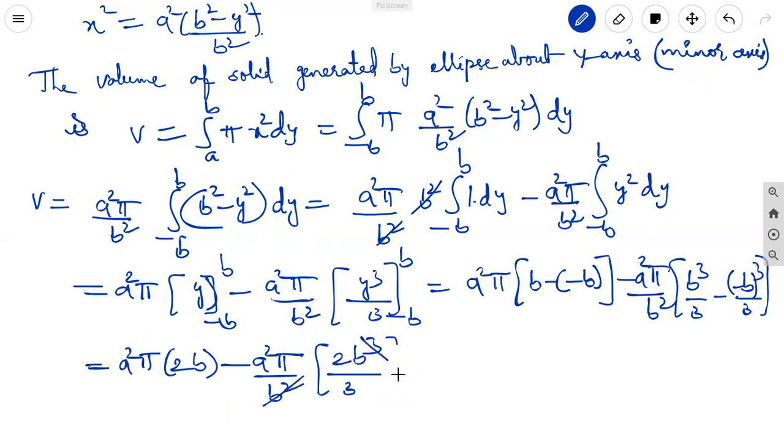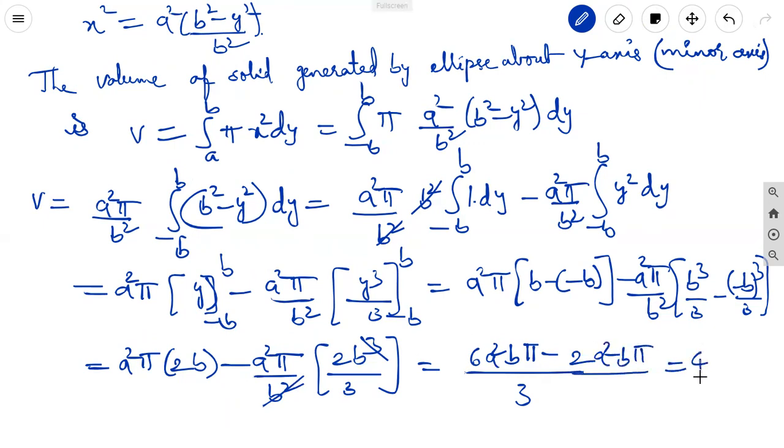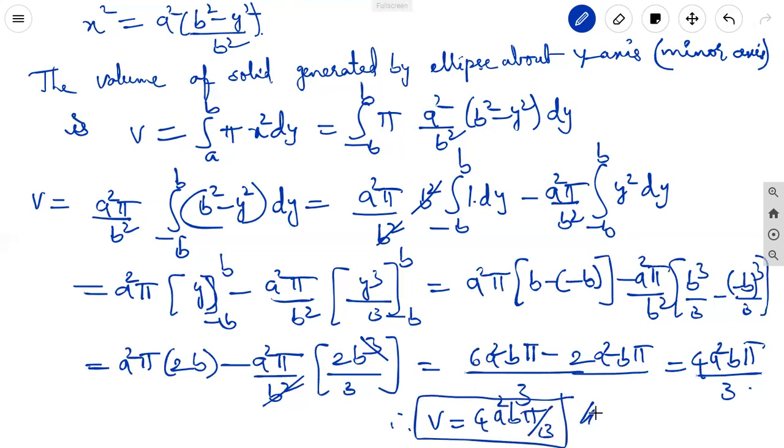b squared and cube cancel and taking the LCM, 3 is the LCM, 2 3s are 6 a squared b pi minus 2 a squared b pi. 6 minus 2, 4 a squared b pi by 3 is the volume. Therefore, volume equal to 4 a squared b pi by 3 is the volume of the solid generated by the ellipse about the minor axis or y-axis. This is the solution.